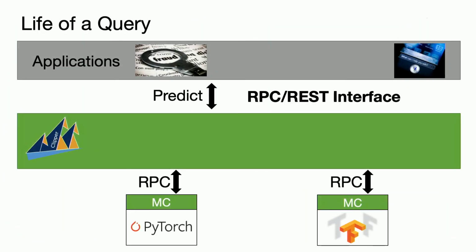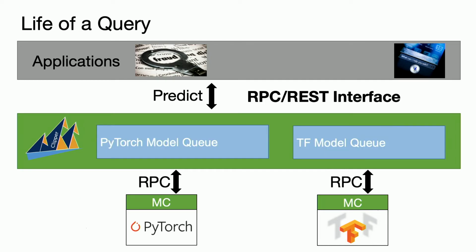Now I'll give you an overview of what the life of a query in Clipper looks like. For example, right here, we have two models, and for these two models, Clipper has model queues inside the system. Now the first application generates a query. The query is sent to the corresponding model queue, and it is collected with other queries sent before or after within the same time frame. Then Clipper handles them as a batch and sends it to the model container. We render the prediction using the same original framework and the same code, and then dispatch the prediction back to the application.